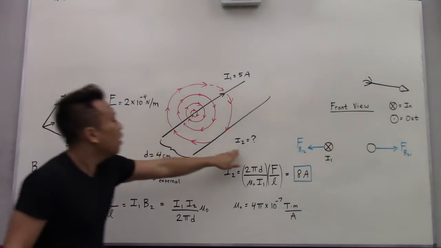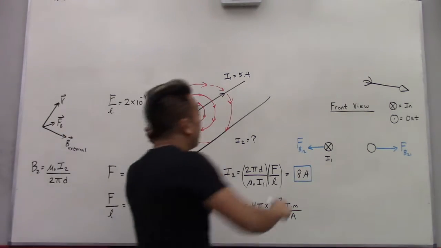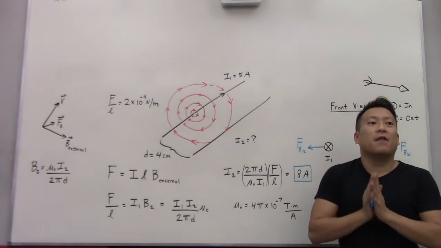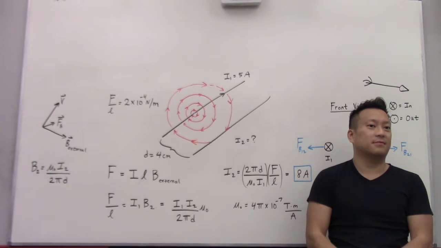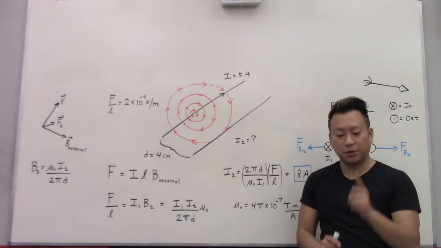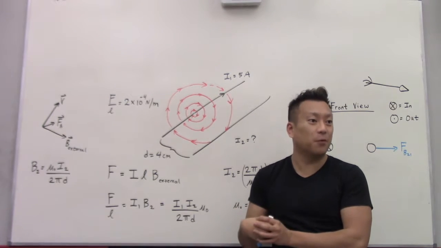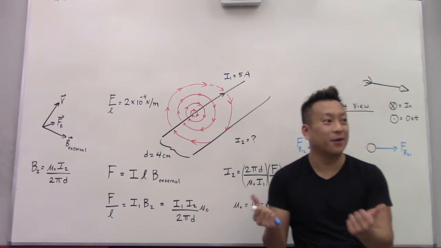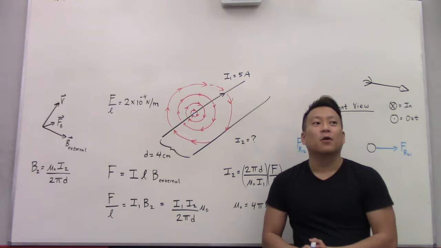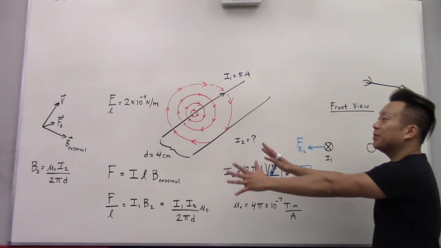We're asked to find what is the current in the other wire. And we know two things. One, the current of the first wire. And two, we know that the wires repel. That's what is given. So you do an experiment, you have two wires, you put a current, and let's say you don't know what direction the current is in the other wire. You see them repel. Okay, if they're repelling, we can determine what direction that current is going, and we can determine the magnitude. How do we do that?